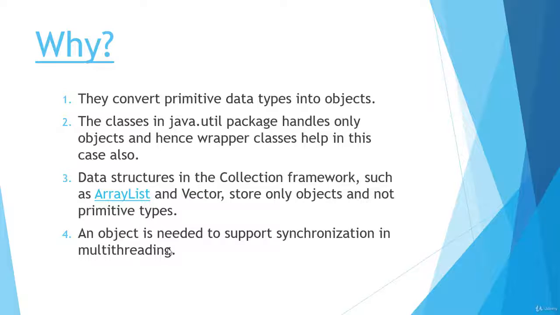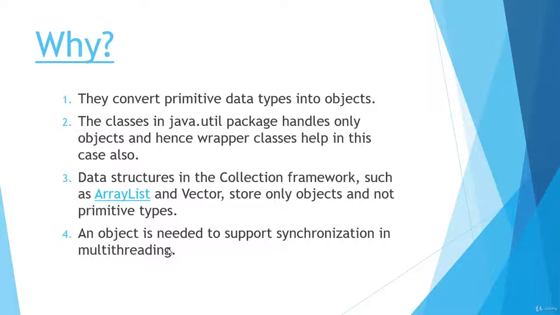So why do we need to use the wrapper classes? First of all, they convert primitive data types into objects. Whenever we create a variable, that variable is not an object. But when we use the wrapper classes, we can make that an object. Now second thing, the classes in the java.util package handle only objects, and hence wrapper classes help in that case also. We have a package in the Java library, java.util, and this package only handles objects. So that's why we need the wrapper classes.